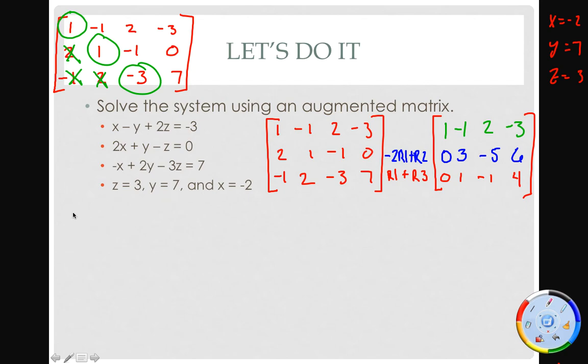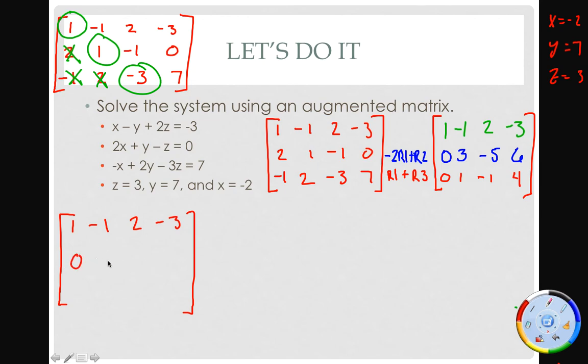So I'm going to keep row 1 again. I'm going to say it's 1, -1, 2, -3. I'm not going to change that because it's got the 1 where I want it. But now I need to get rid of this 1. But notice that I actually want a 1 right here. So what I'm going to do is swap row 2 and row 3. So I'm just going to swap them out.